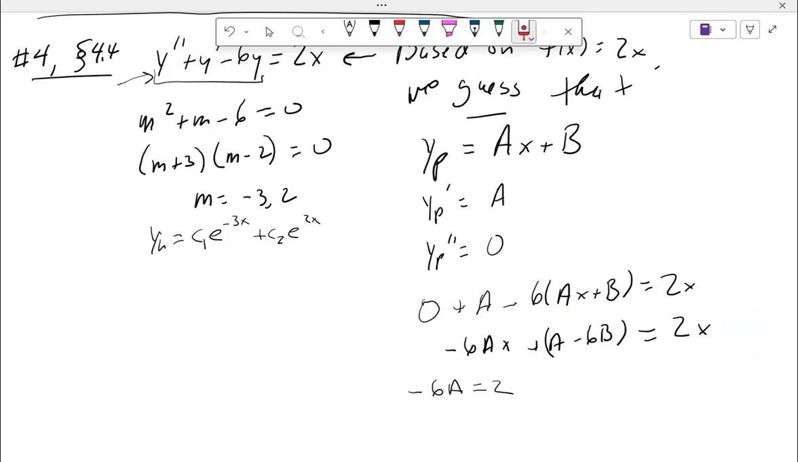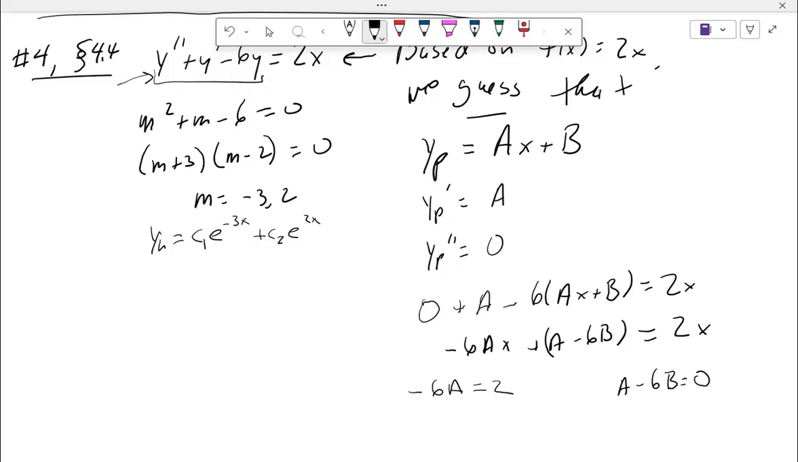Yeah, the a minus 6b, right? I'm kind of giving it to you when I'm circling it. So what's your second equation you're going to have? A minus 6b. Good. A minus 6b equals 0. Good. We're equating x terms, we're equating constant terms, getting our system of equations.